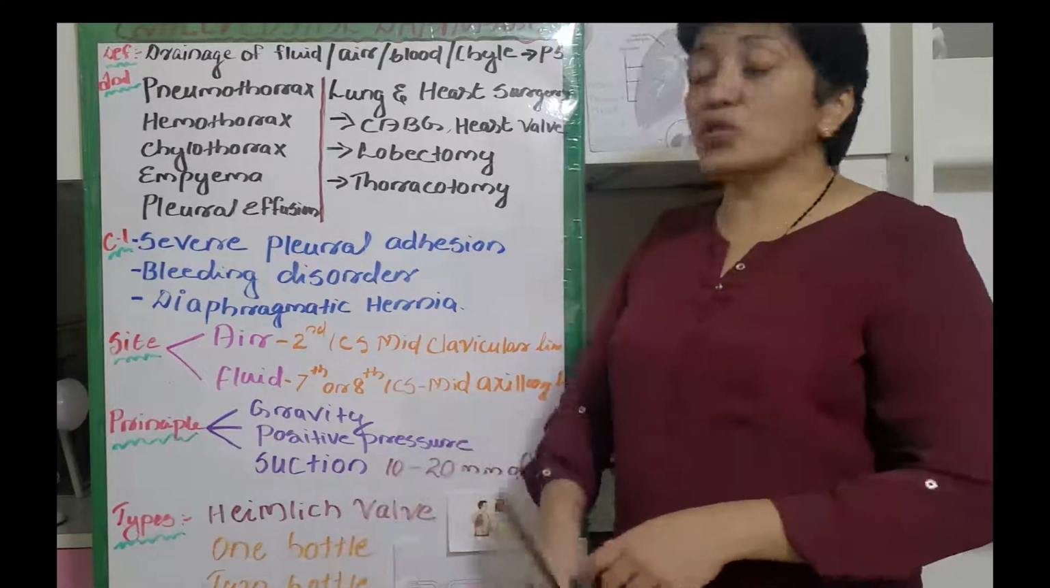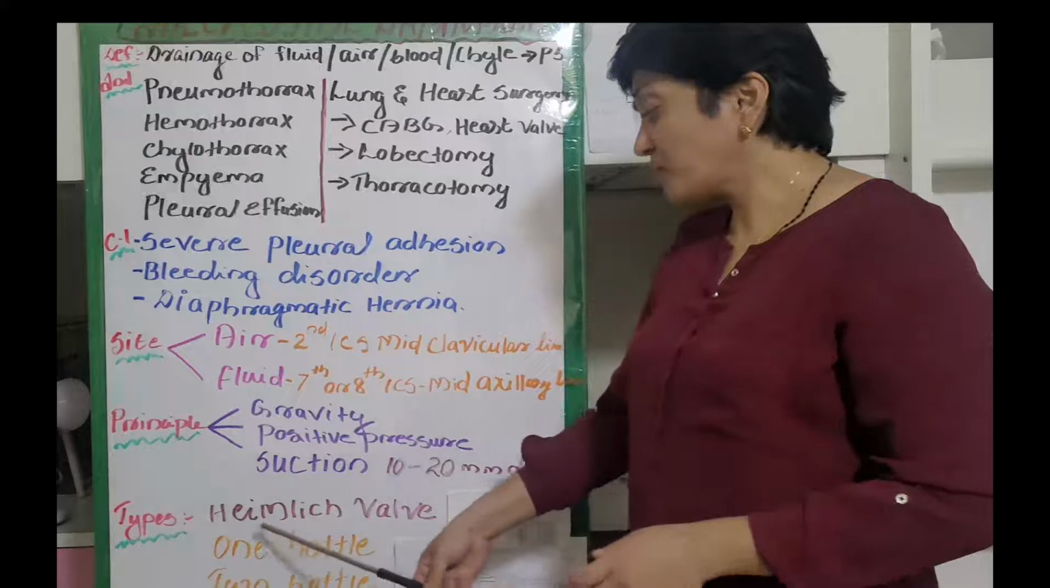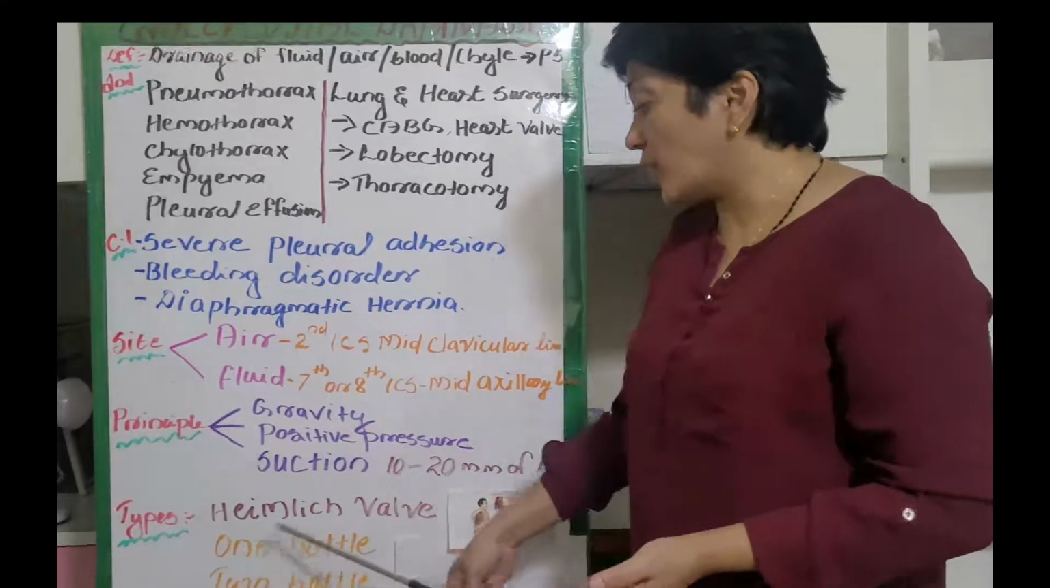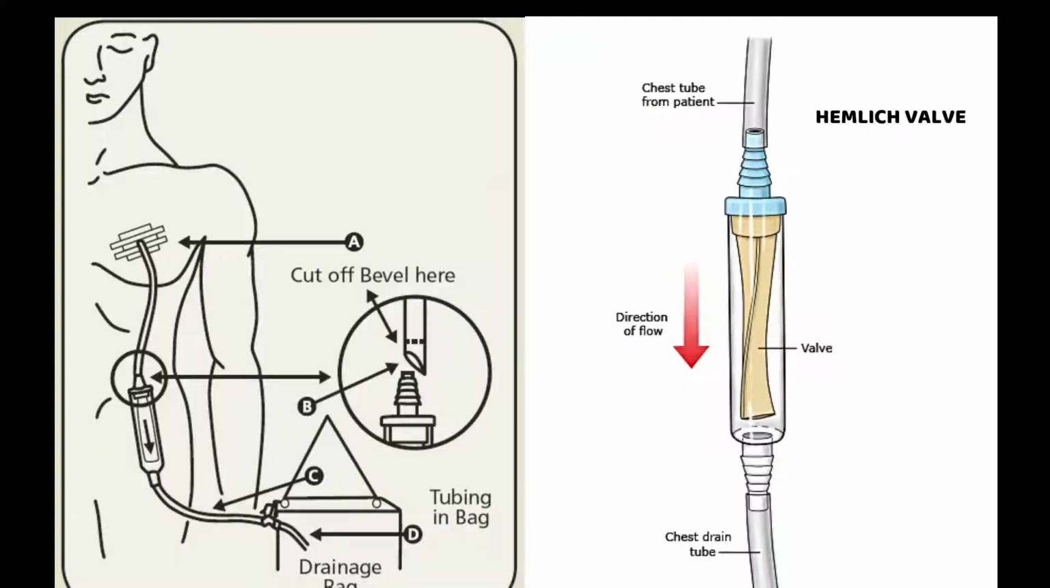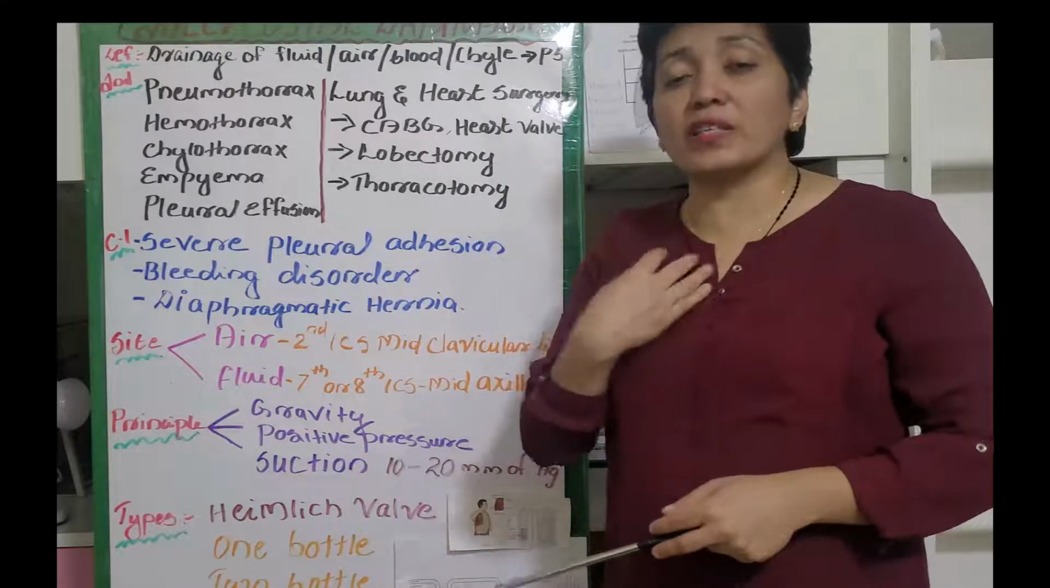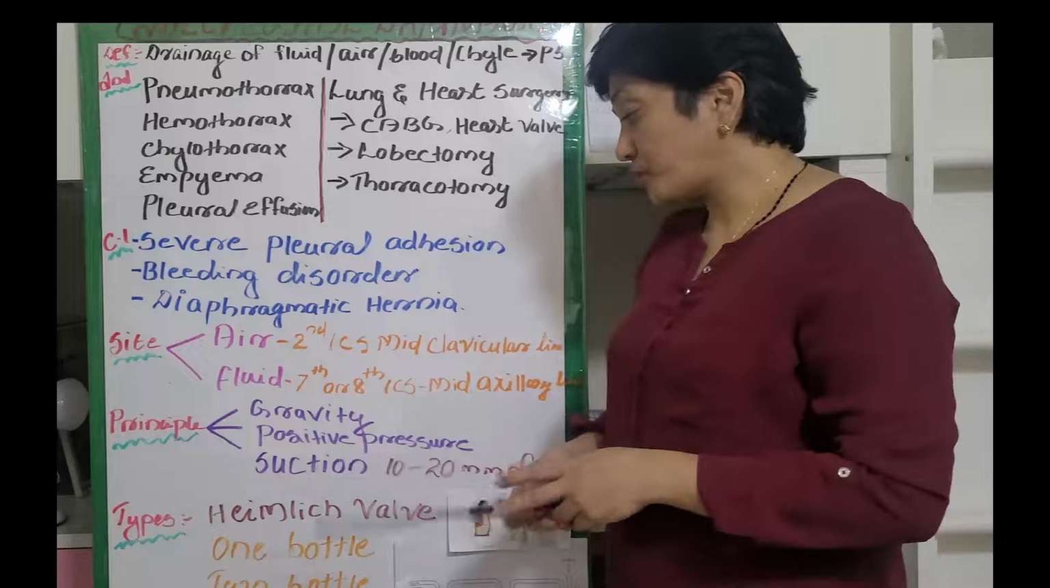What are the types of intercostal drainage? In the olden days, they used to use the Heimlich valve. It's a single valve which works on the principle that when there is negative pressure in the pleural space, it will be closed. Once the positive pressure starts to build up, the valve will open in such a way that the substance in the pleural space can be drained out.